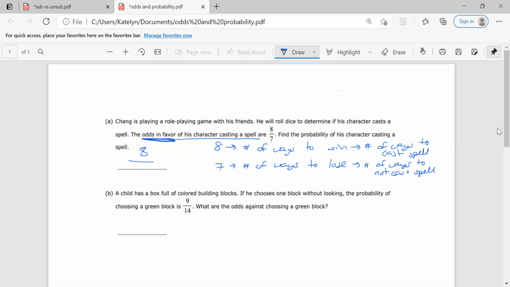So when we get odds, we're always listing the number of ways to cast a spell and then the number of ways to do anything besides cast the spell. So we get the total number of outcomes by adding the 8 and the 7 together. My numerator would be the number of ways to cast a spell, because I'm finding the probability of his character casting a spell. And then my denominator would be the total, which is 8 plus 7, or 15. So my probability is 8/15. I have the number of ways to cast a spell over the total number of outcomes, which is the 8 and 7 added together.